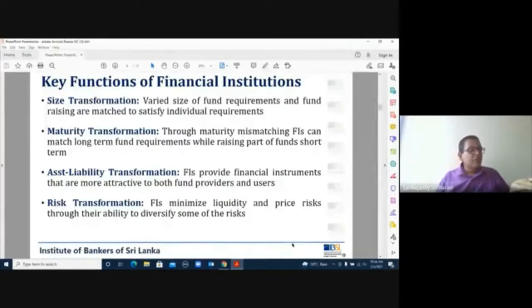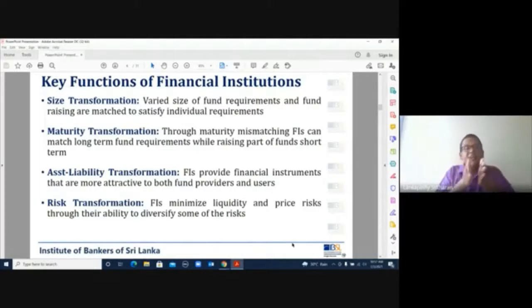A surplus unit person may have 2 million as a surplus. Person X has 2 million as excess cash. But the deficit unit person, for example A, needs only 1 million rupees, or he needs 3 million rupees. For more clarity, we will take an example. The deficit unit person A needs 3 million rupees. So there will not be a size transformation.